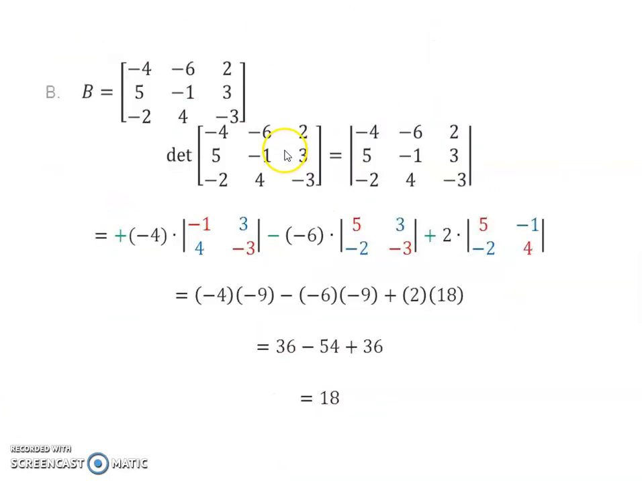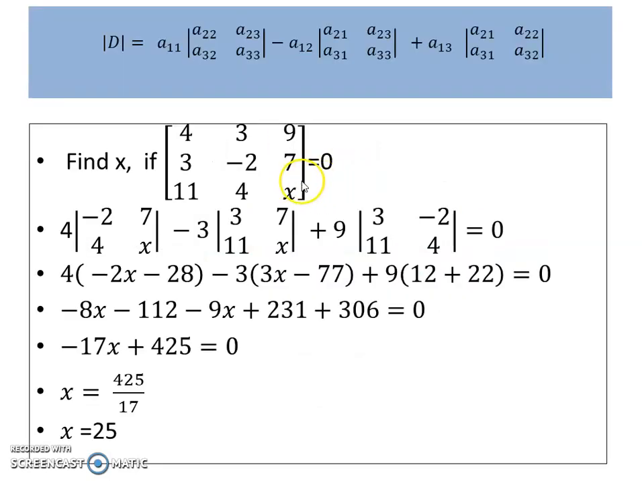If only the left hand side is given, you have to find only the value. But if they give it equal to 0 or any other value, then we must solve the right hand side also. So now we take the example. Find x if 4 3 9, 3 minus 2 7, 11 4 x. In this, the third row and third column element is x. No matter, we have to solve the usual way. We have to take the first row and first column.